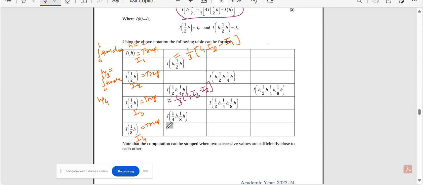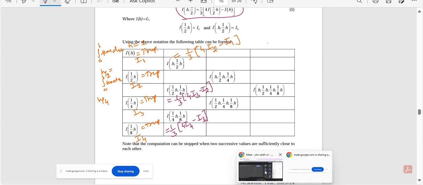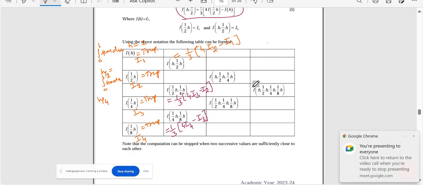Clear? Now, in the same way, if you want to find the value of this one, it will be 1 by 3, 4 times I4 minus I3. Something like this. Is everybody done with the second column? Okay, now we go for the next column.